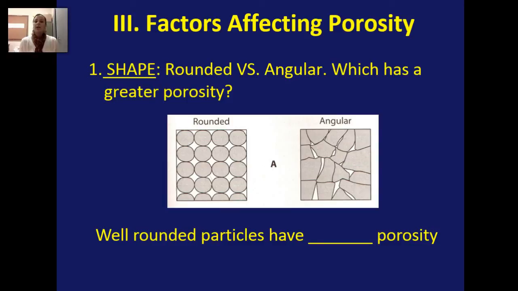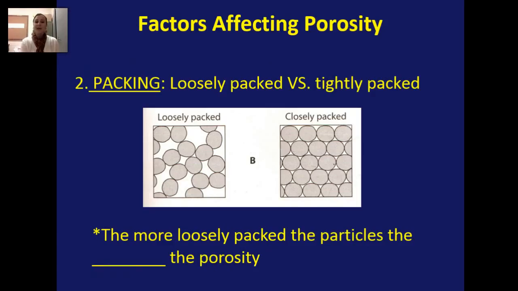The shape of the material. If it's a rounded particle versus an angular particle, you will see they have differences in their pore spaces. So if we look at the two pictures, rounded or angular, well-rounded particles have a greater porosity. You can see the spaces in between each particle. Whereas if it's made on an angle, those spaces get filled because they're flatter next to one another. The particles pack together a little bit more, and we're going to get into that next, packing.